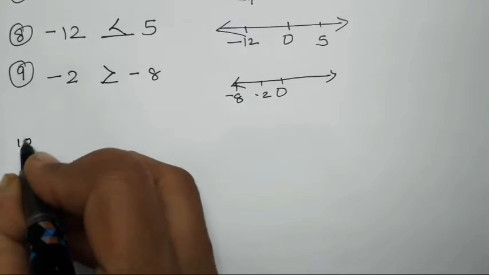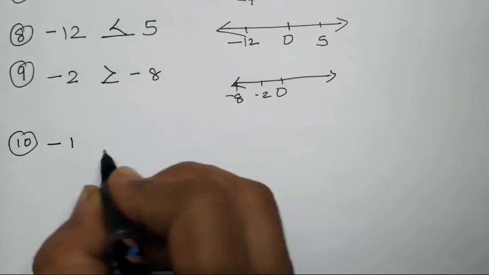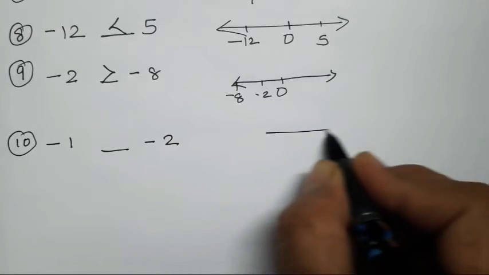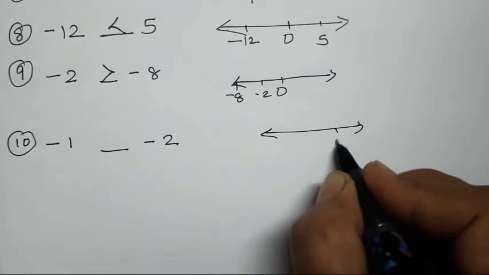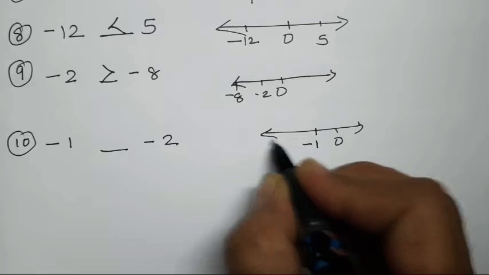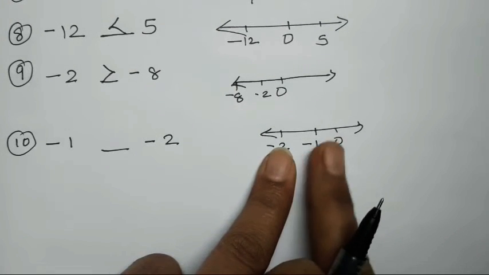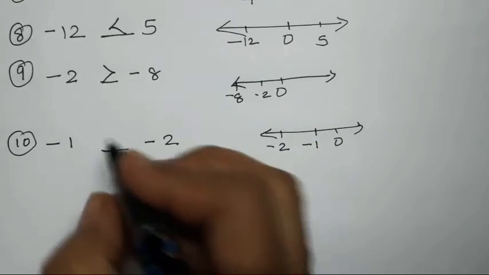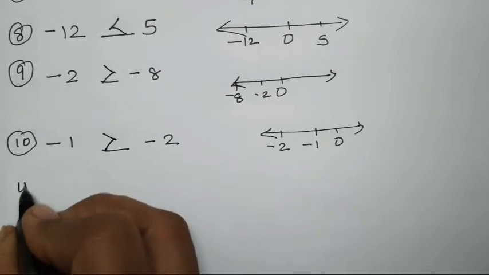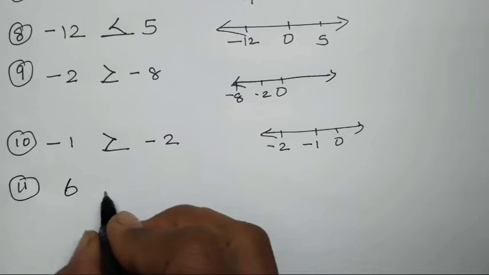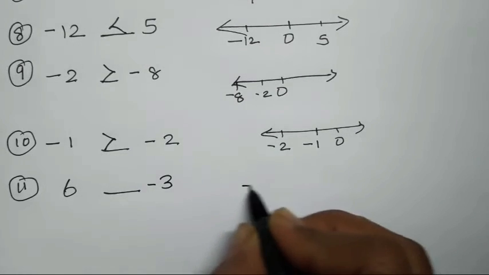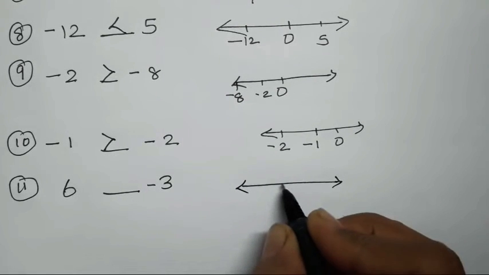Remember that. 10th sum is minus 1 and minus 2. Both are negative numbers. So 0 I will write over here, minus 1 I will write over here, minus 2 I will write over here. So which one is going to be greater? This one is going to be greater. That is minus 1. I hope at least now you all have understood the main concept, how you all have to show the greater and smaller number.